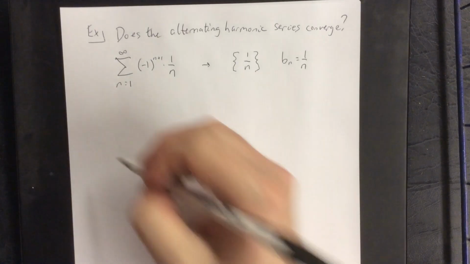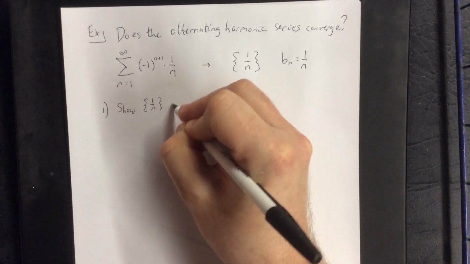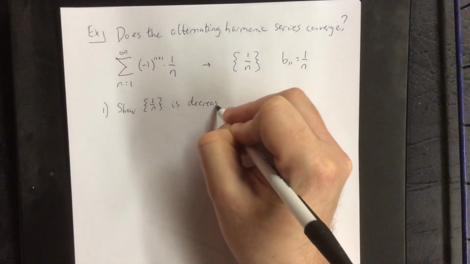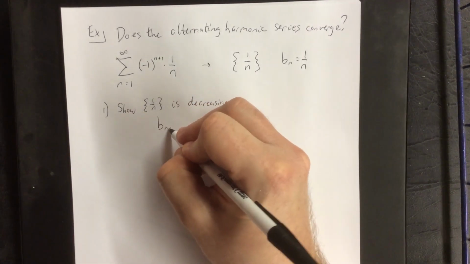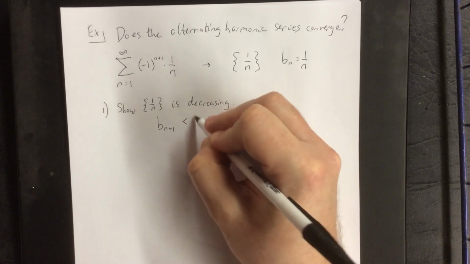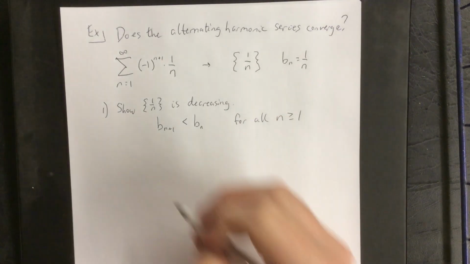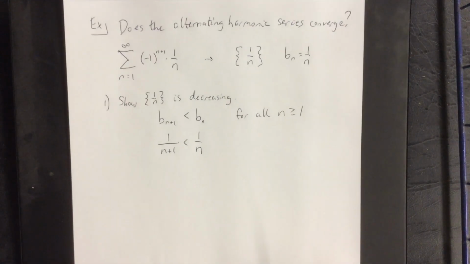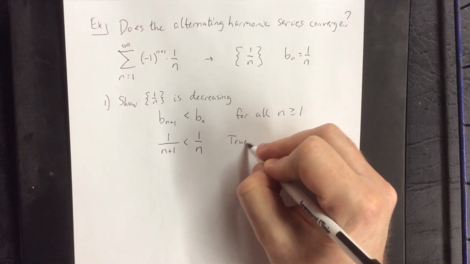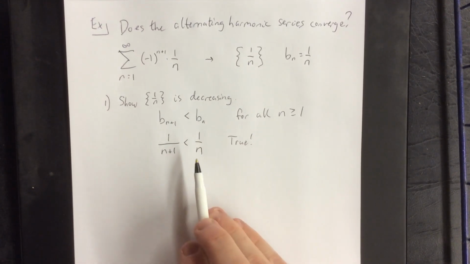We need to show two things about this. First, we need to show that the sequence 1 over n is decreasing. From section 11.1, there are two different ways to do this. Take b sub n plus 1 and show that it is less than b sub n for all n greater than or equal to 1. So this is saying that 1 over n plus 1 would have to be less than 1 over n. Now this is true due to the fact that this denominator is larger while the two numerators are the same. So larger denominator means smaller fraction.